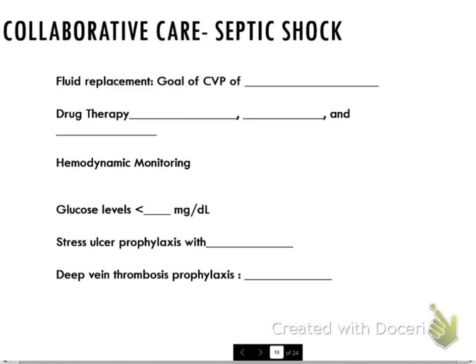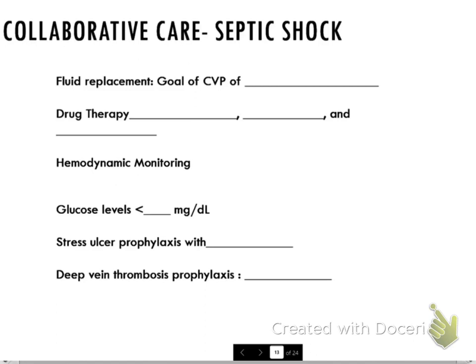So with these guys, we want them on H2 blockers to prevent stress ulcers. We want them on DVT prophylaxis. So like our low molecular weight heparin, so the enoxaparin that we give, the Lovenox. But remember, you need to know the generic, so it's enoxaparin.